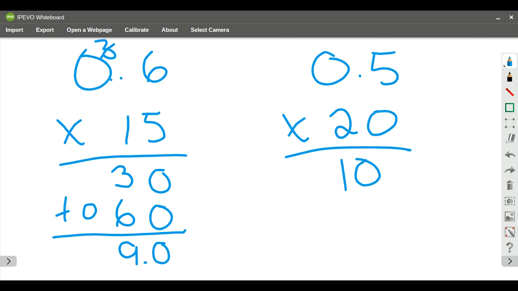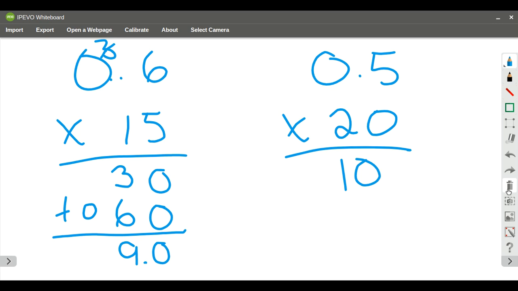Okay, so again, I'm using that pattern. So I did my standard algorithm, ignored the decimal, then I'm using that pattern to place the value. One number behind my decimal here means I have one number behind my decimal. Okay, let's take a look at my next one.